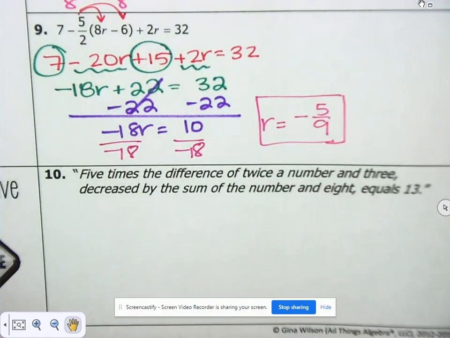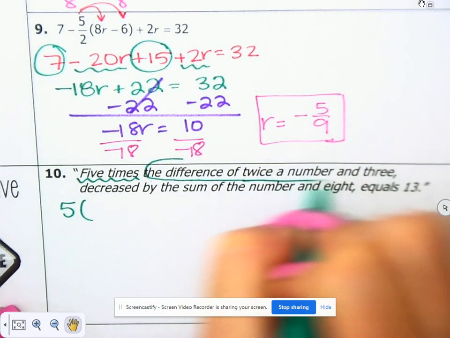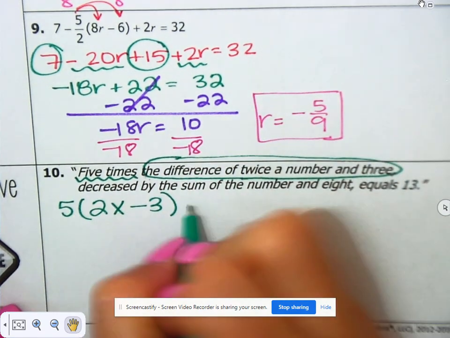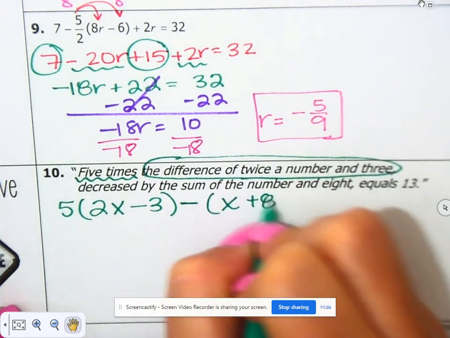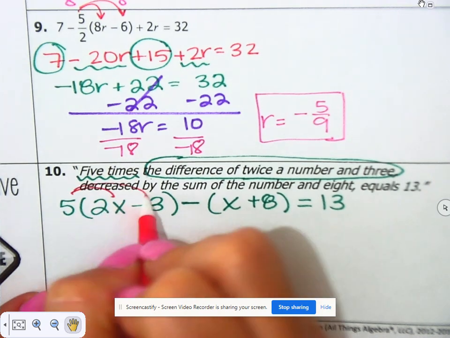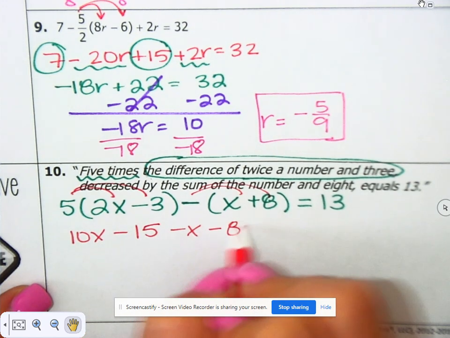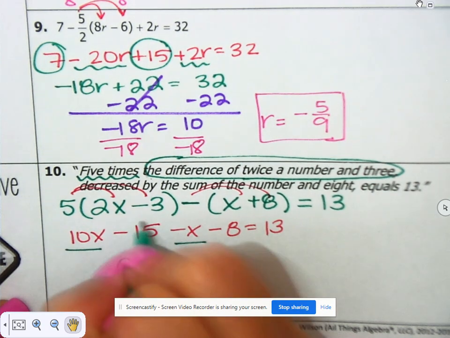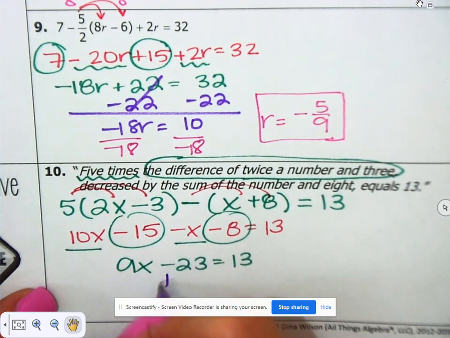But basically, you've got to write your equation first. So it says 5 times the difference of twice a number and 3. So that's 2x minus 3. Decreased by means minus. The sum means plus the number, which is x, and 8. And that equals 13. So you did have to write that out first. And then we're going to follow all the properties that we've been doing all day. Combine your like terms. And two-step equation.